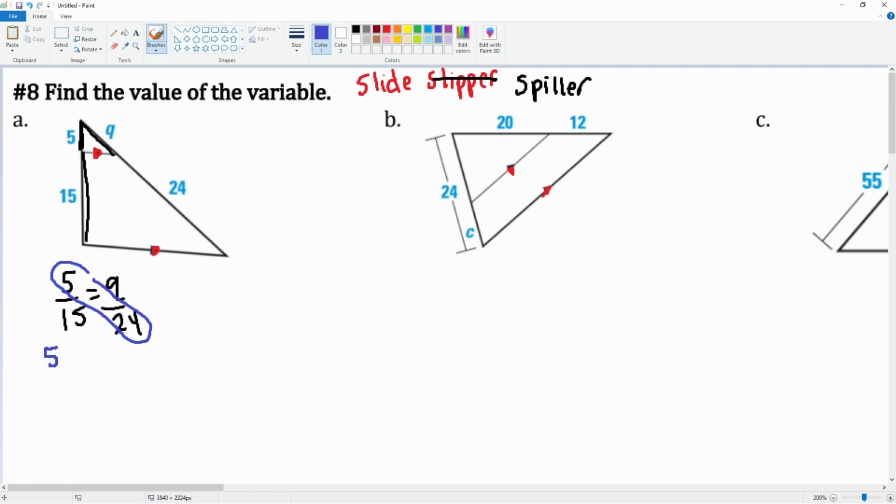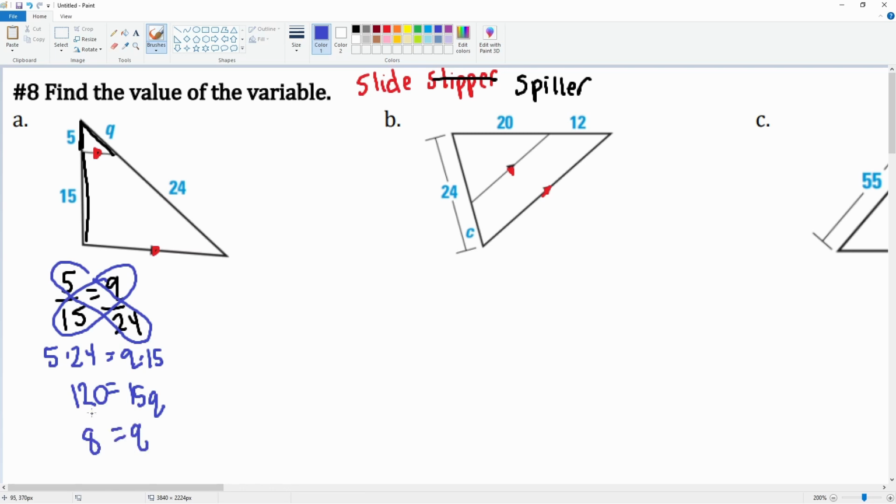Let's see, 5 times 24 is equal to 9 times 15. Oh, sorry, not 9, q times 15. This becomes 15q, and on the right hand side, 24 times 5, that is 120. 120 divided by 15, that is q is equal to 8.